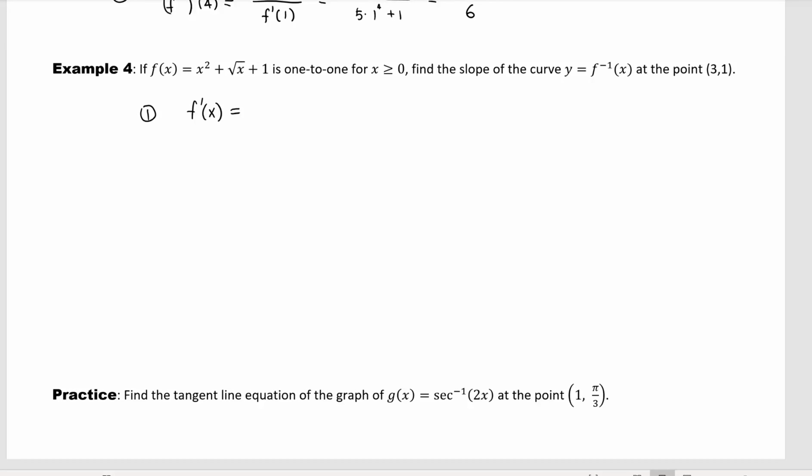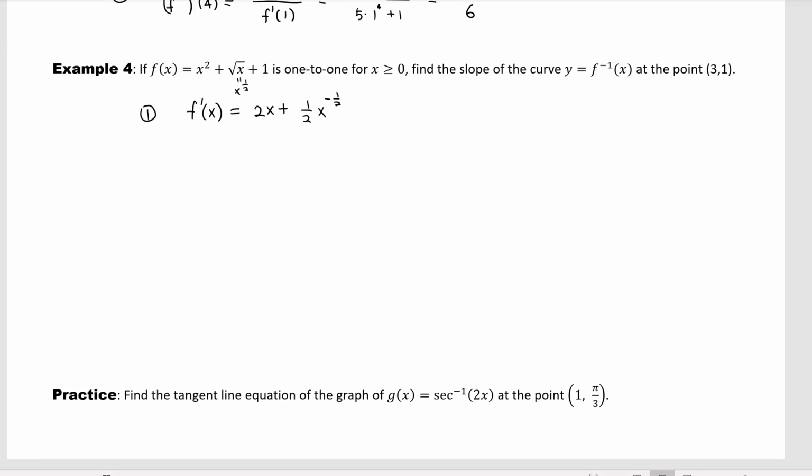The derivative of x squared is 2x. The derivative of square root of x. What is the square root of x? Well, this is like x to the 1/2, right? Derivative of x to the 1/2 is 1/2 x to the minus 1/2. And then derivative of 1 is 0. Okay? So that is the first step. We find the derivative. Okay.